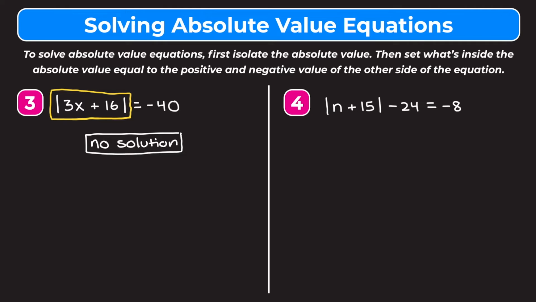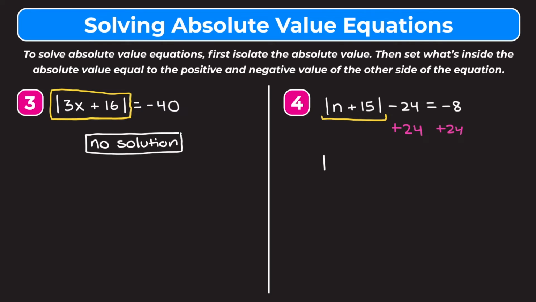So now let's take a look at example 4, which also has a negative on the right side of the equation. So just because you have a negative on the right side of the equation does not mean that your answer is no solution. Remember that we have to isolate our absolute value first. So before we can evaluate if we have a solution or not, we have to get this absolute value by itself. So the way we're going to do that is first by getting rid of this negative 24 on the left side of our equation. So we're going to add 24 to both sides of our equation.